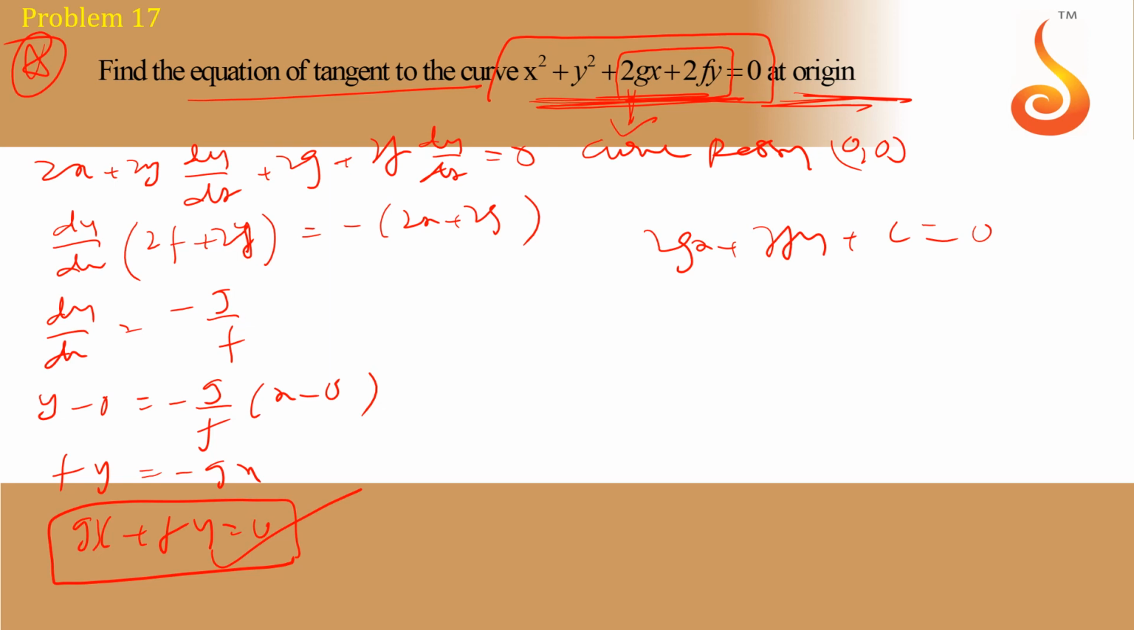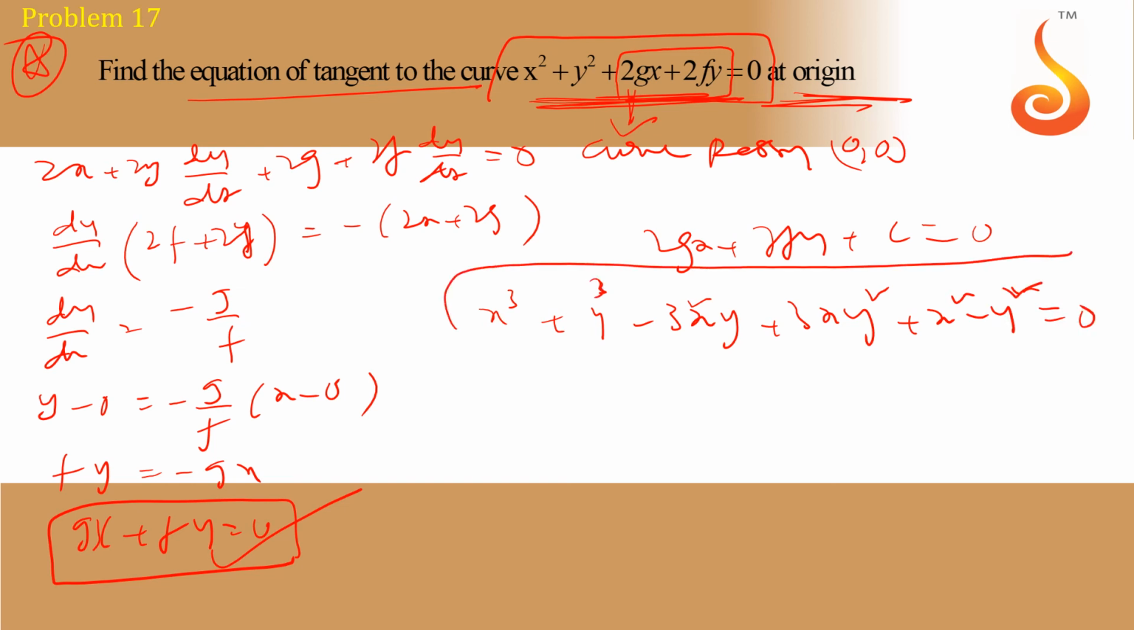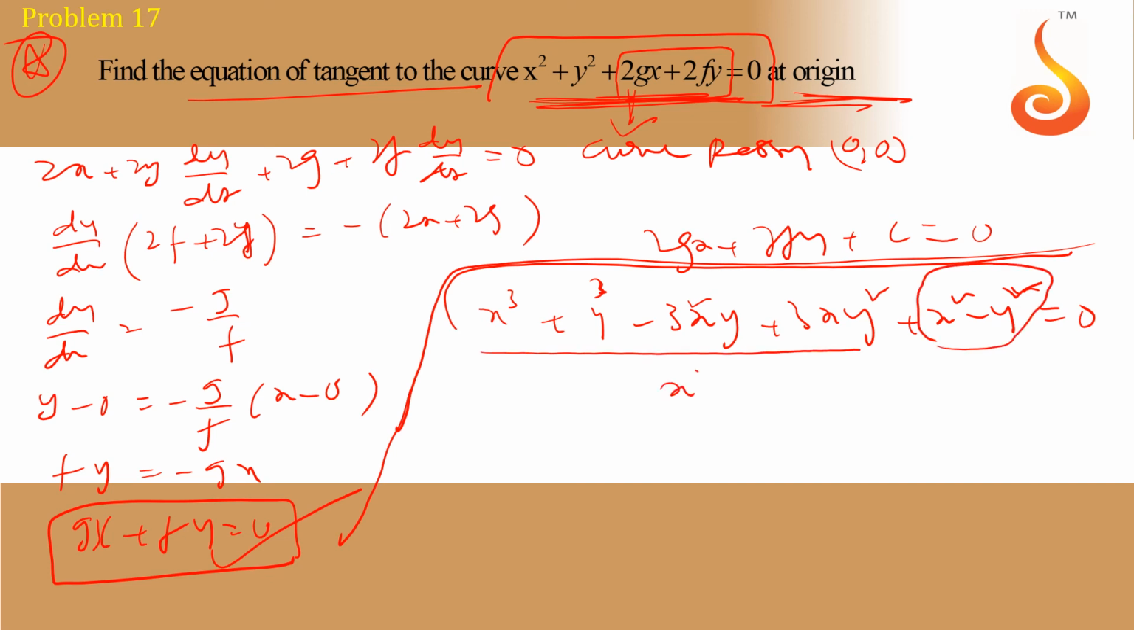Suppose if I say x cube plus y cube minus 3x square y plus 3xy square plus x square minus y square equal to 0. I want the equation of tangent at origin for this curve. First observe, is the curve passing through origin? Yes. Then you see up to here degree is 3. These are the terms of lowest degree. So x square minus y square equal to 0 means y equal to plus or minus x. These will be two tangents at origin for this curve.